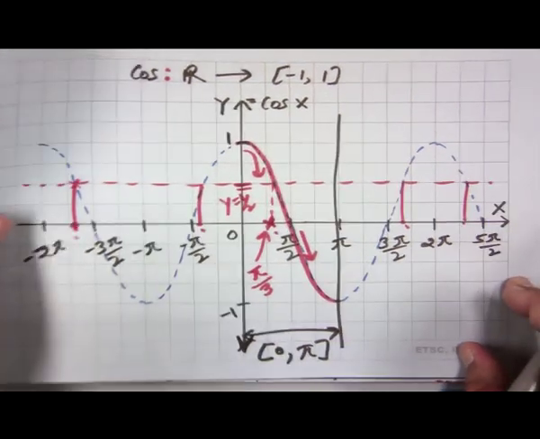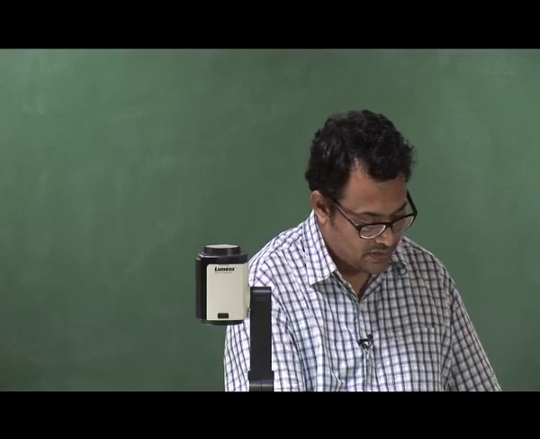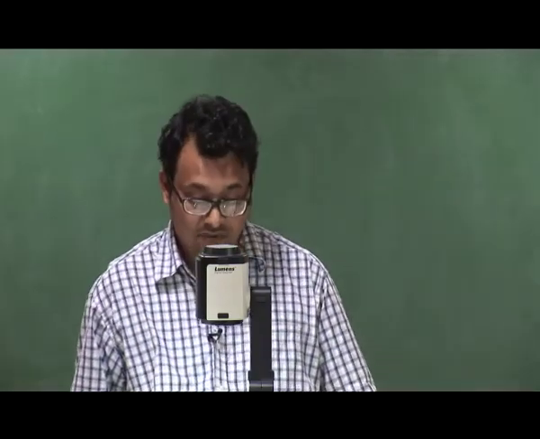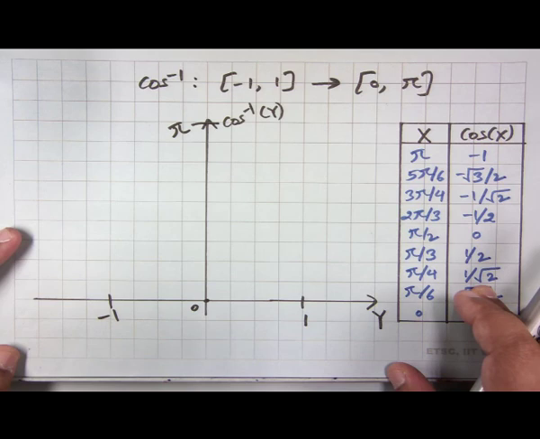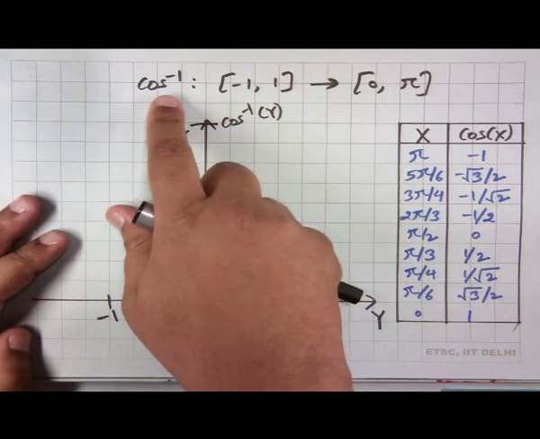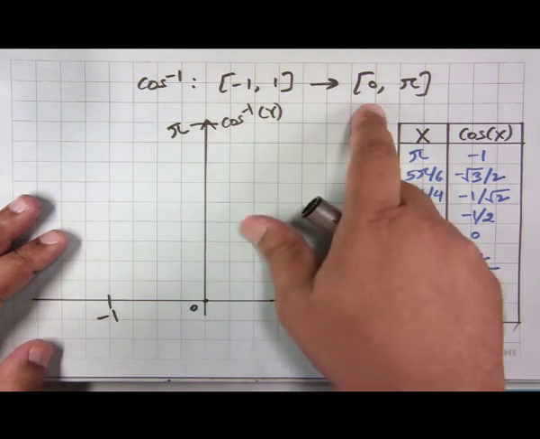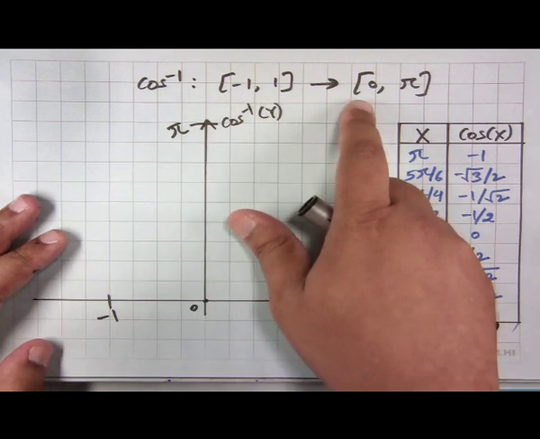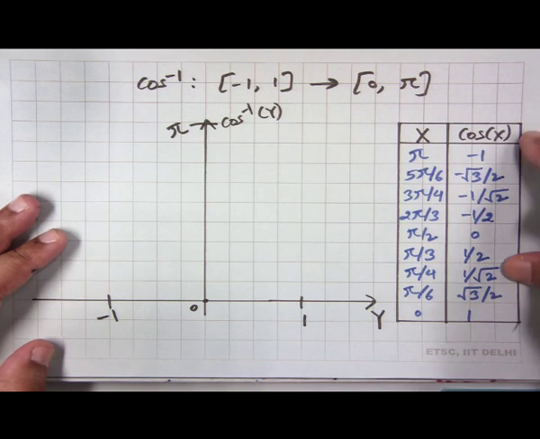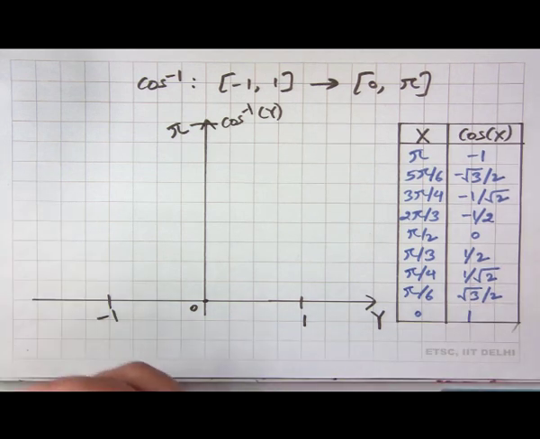And therefore, the inverse of the cos function can now be uniquely, meaningfully defined. So, just like for the sine function, we have the inverse of the cos function, with the domain from minus 1 to plus 1, and the range being the closed interval 0 to pi. And again here we have a table of values.